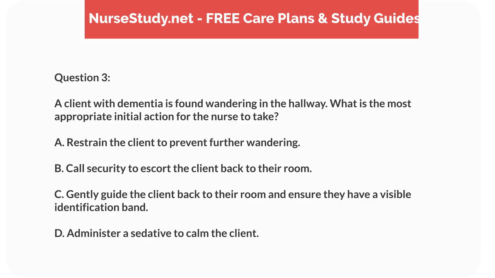Question 3. A client with dementia is found wandering in the hallway. What is the most appropriate initial action for the nurse to take? A. Restrain the client to prevent further wandering. B. Call security to escort the client back to their room. C. Gently guide the client back to their room and ensure they have a visible identification band. D. Administer a sedative to calm the client.